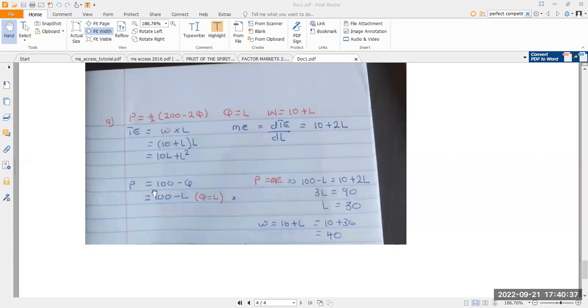Okay. But in a case where the firm was a monopolist, you wouldn't equate price. You have to equate marginal revenue. So you find the marginal revenue here. Marginal revenue will be 100 minus 2L. So you equate 100 minus 2L to 10 plus 2L. Then you solve for your L. Whatever L that you get, you can put it here and solve for wage. Is that okay?